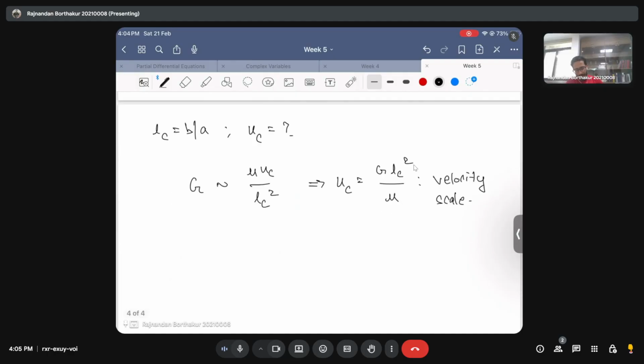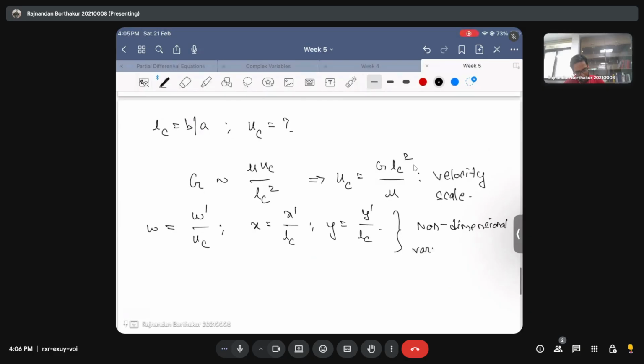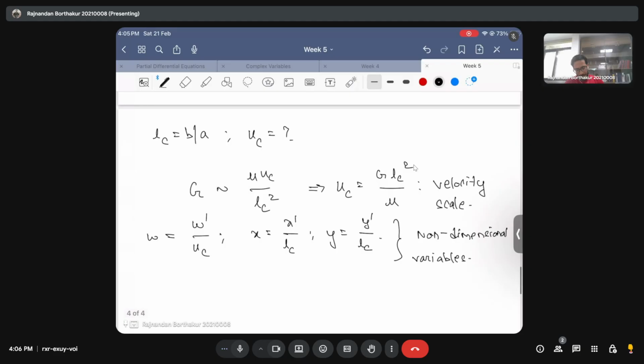Okay, that's it. So then I can now define a non-dimensional W, which is a dimensional W by the characteristic velocity. I can define a non-dimensional X as my dimensional X by LC, and I can define a non-dimensional Y as my dimensional Y by LC. That's it. So these are my non-dimensional variables. I am going a little fast in these steps because we had been doing this repeatedly in the previous problem as well. Okay, that's it.